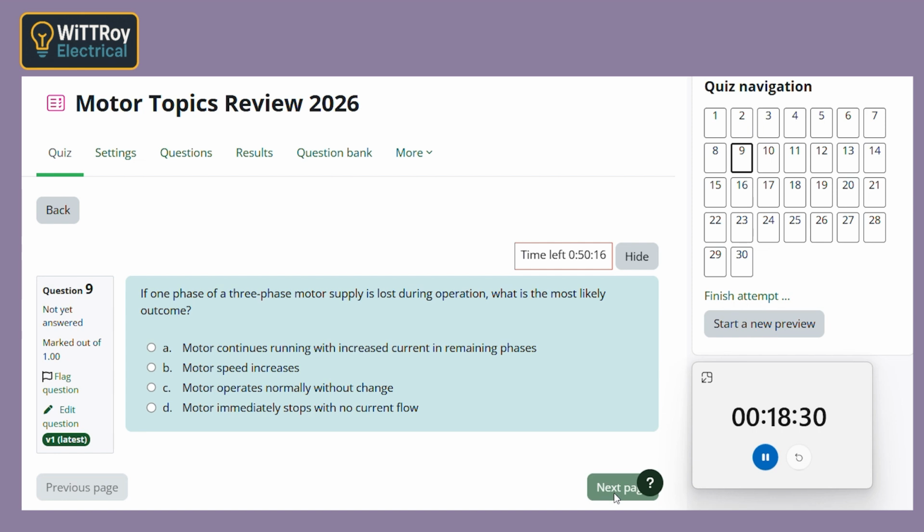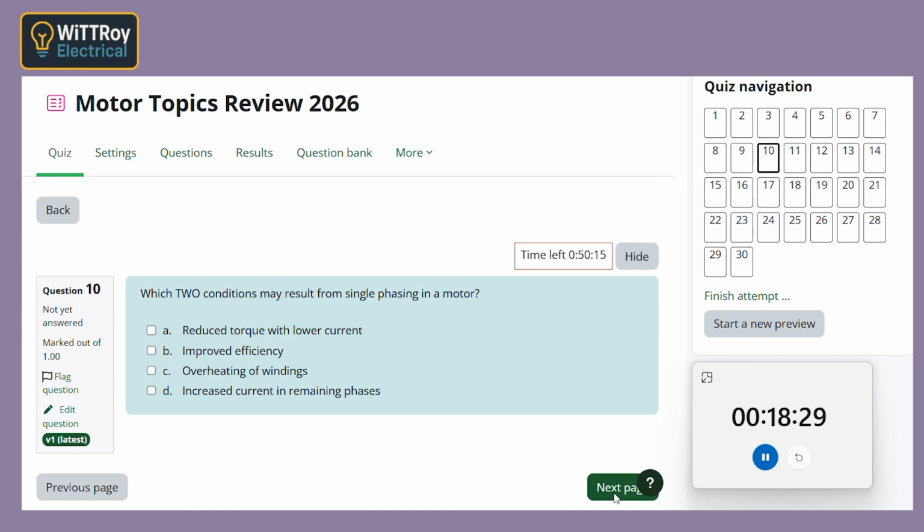Exactly. That's why it's dangerous. Question 10. Effects of single phasing. I picked lower current. That's the opposite of reality. The motor still tries to produce torque, so the remaining phases carry more current. So current increases and heating increases. Yes, that's why it's dangerous.